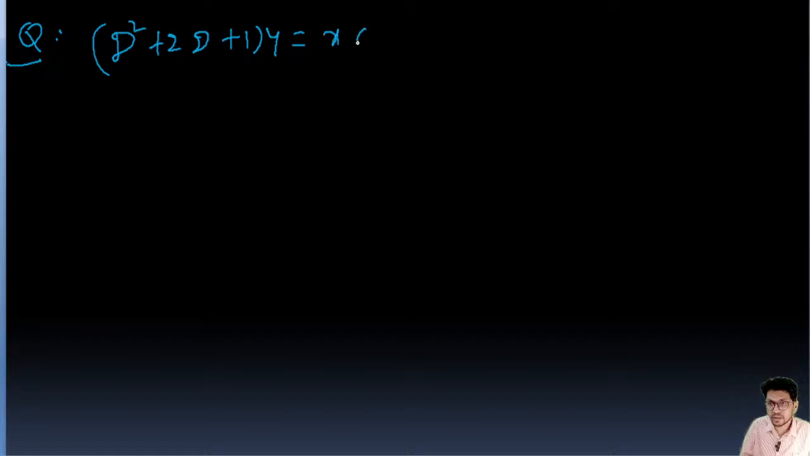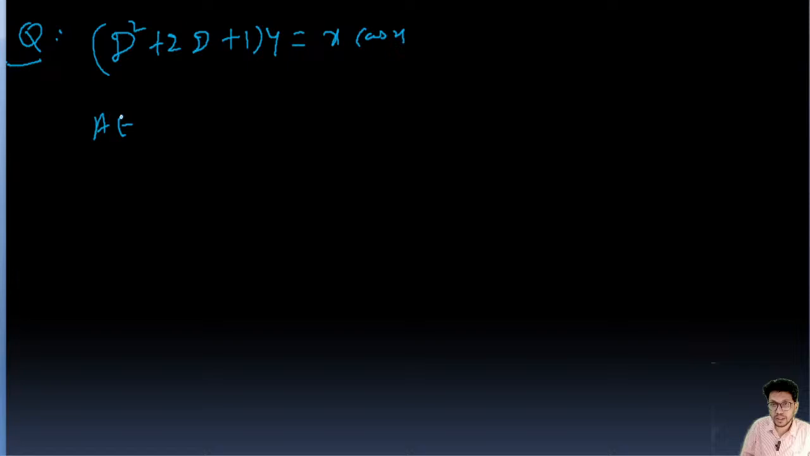So this is going to be the next question. The question is (D square plus 2D plus 1) y equal to x cos x. Okay, x cos x. So we are going to solve it.